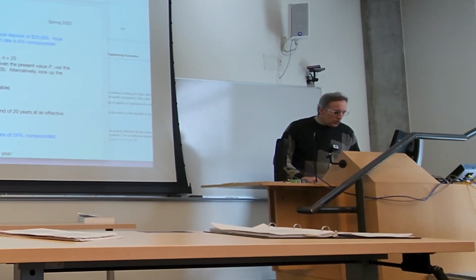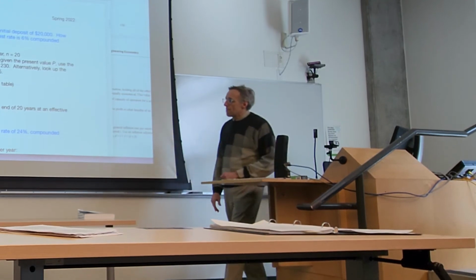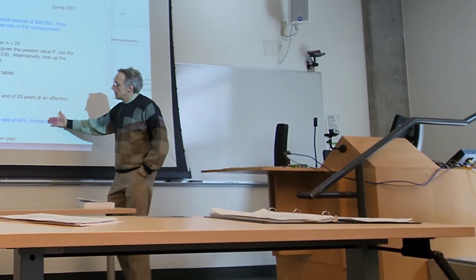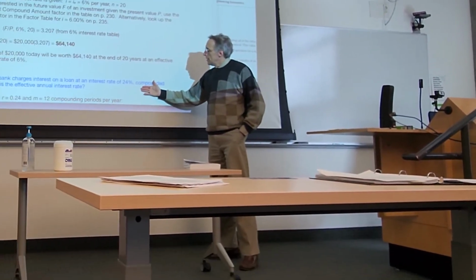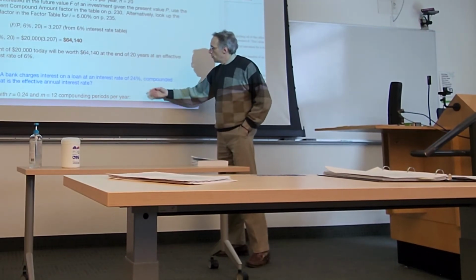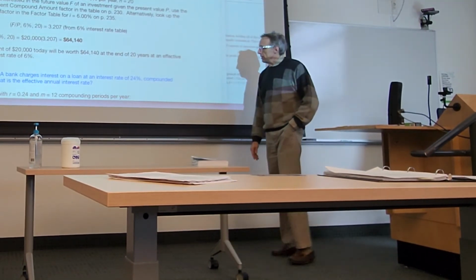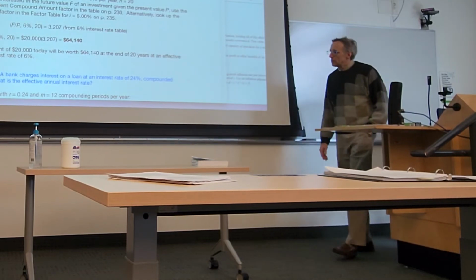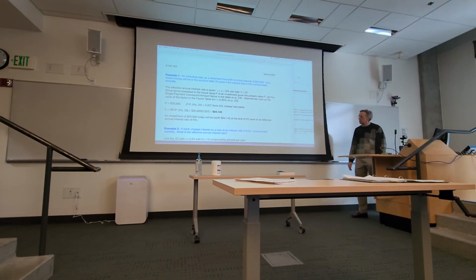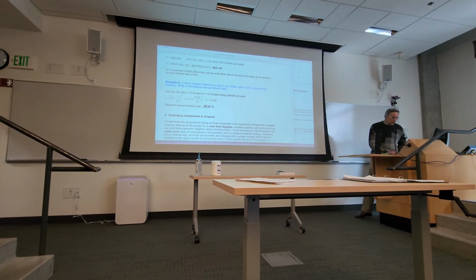Okay, so my notes here just give some examples. Here's one: a bank charges interest on a loan at an interest rate of 24%. Man, that's a lot. Compounded monthly. What is the effective annual interest rate?